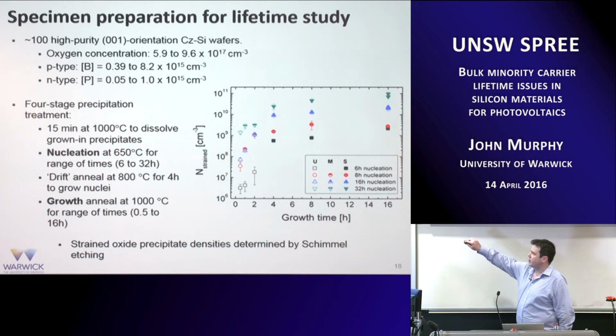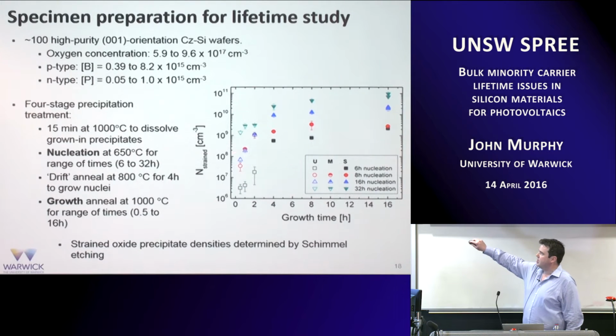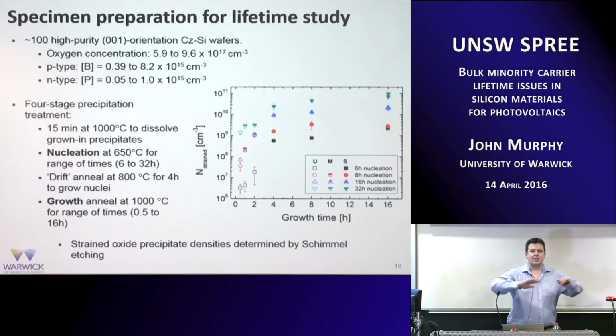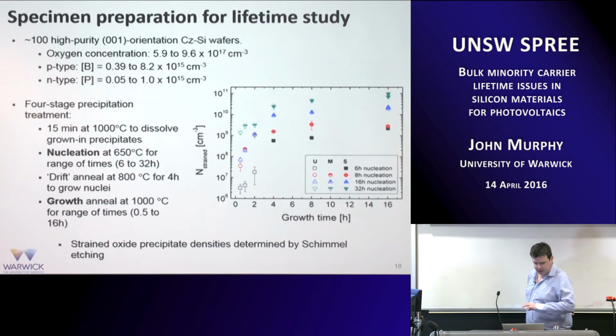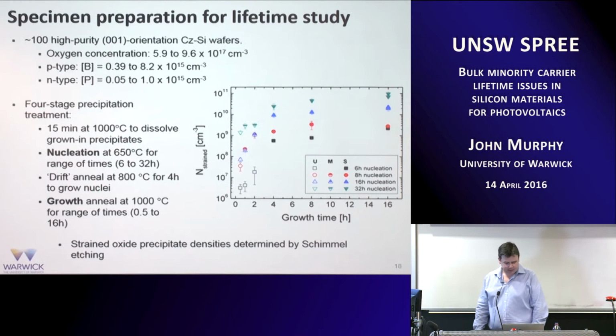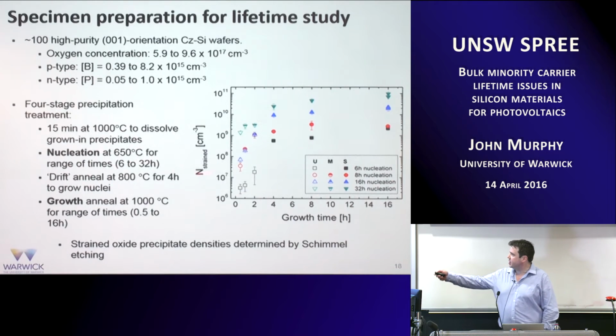So we first of all wipe the material clean. This is really important because during crystal growth, you do get small nuclei of oxygen precipitates or nanoprecipitates forming. So we have to wipe the material clean. We start with a 15-minute anneal at 1,000 degrees C. That dissolves any potential nuclei, called a tabula rasa process. We then deliberately nucleate precipitates. We choose a low temperature to do the nucleation.